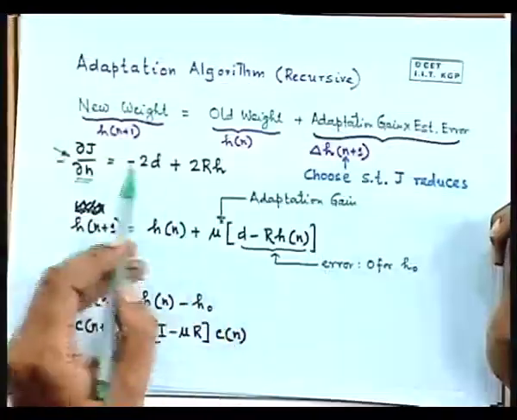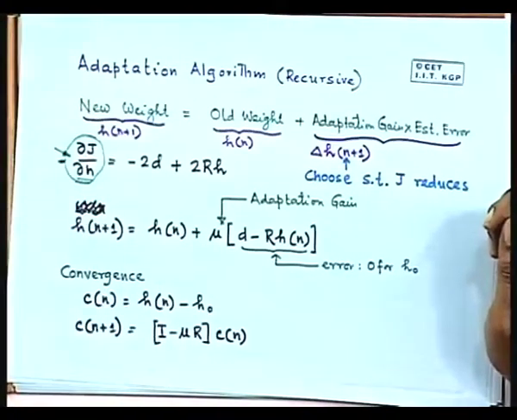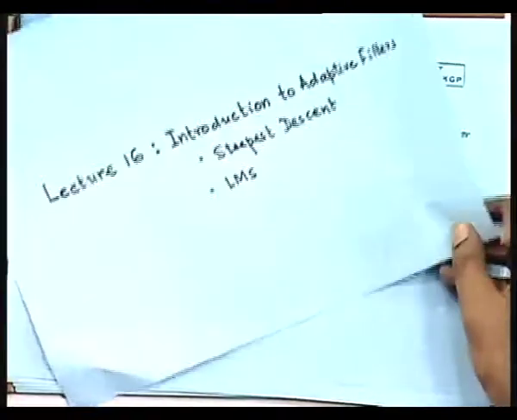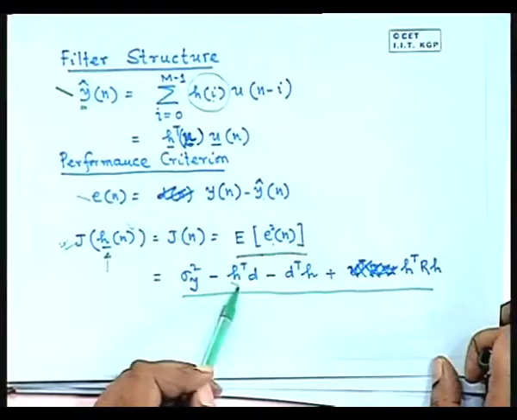So here also, now let us calculate del J del H from where? From this formula. We know already J in terms of H. Here we already have J in terms of H.